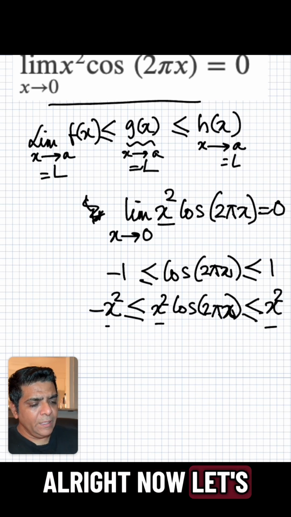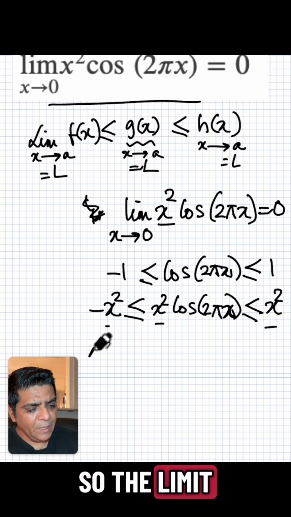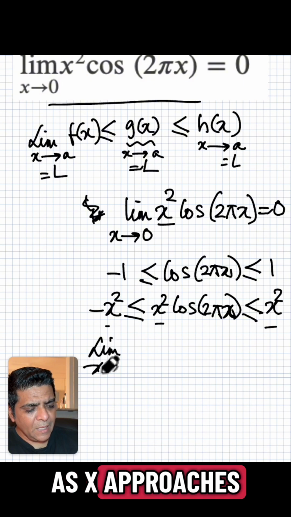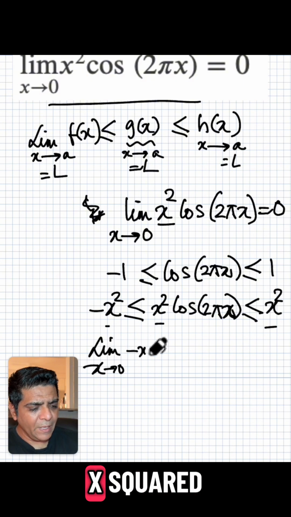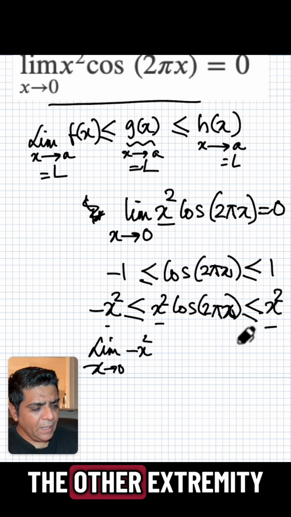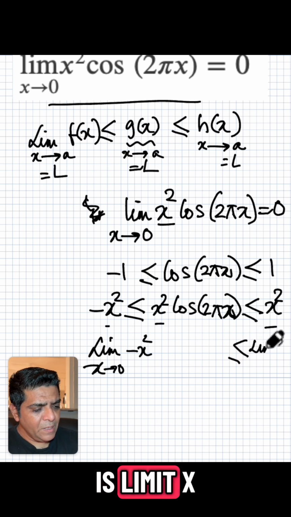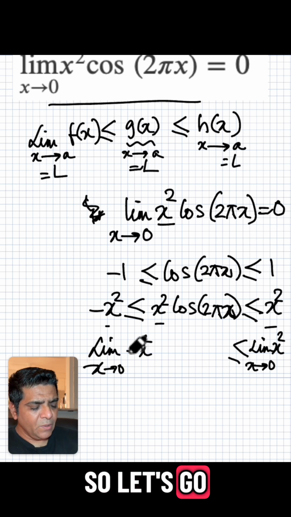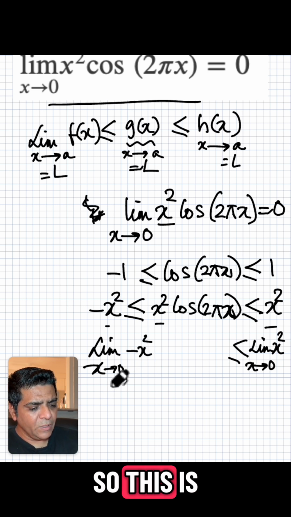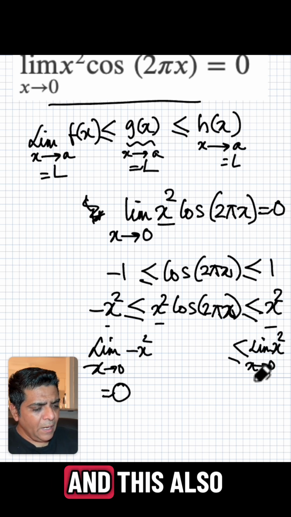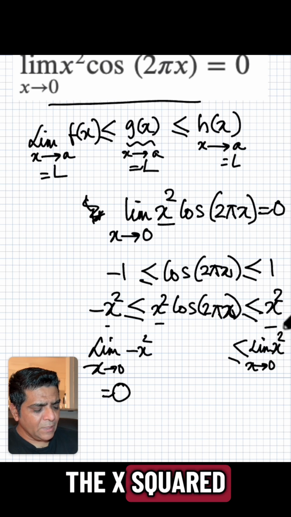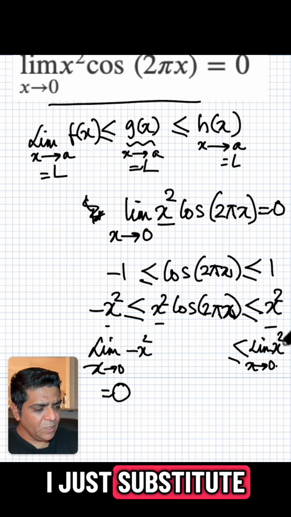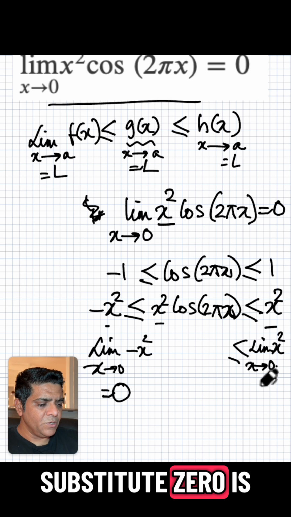Now let's take the limit of each of those. So the limit as x approaches 0 of negative x squared, and let's take the other extremity, the limit as x approaches 0 of x squared. Let's substitute the 0 here. So this is going to be 0, and the positive x squared is also going to be 0. I just substitute 0 here. The limit by substituting 0 is going to be 0.